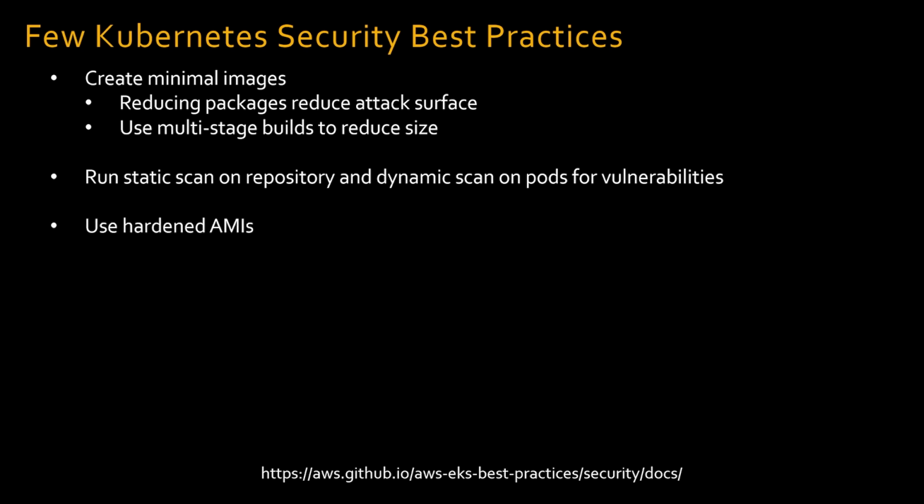Use hardened AMIs, or Amazon Machine Images. Make sure you don't get confused between the static scan on the repository and hardened AMIs, because in the repository you save Docker containers, and the hardened AMI is used to spin up those worker node EC2s. And the Docker containers run within a pod within those EC2s. And to make sure your EC2s are compliant, you run kube-bench for CIS benchmark periodically on your nodes.